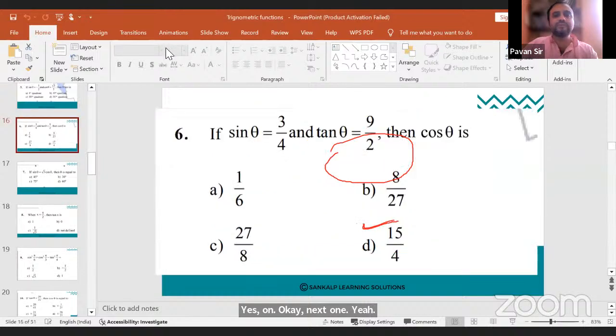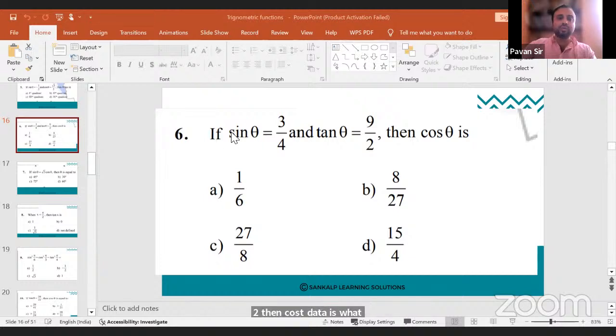Yes, next one. If sine theta is 3 by 4, tan theta is 9 by 2, then cos theta is what? It is just a simple question, not a CET question, but it may be asked in the CET also. So due to that, it appeared on the screen. Yes, try to solve this. If sine theta is 3 by 4, tan theta is 9 by 2, then cos theta is what?